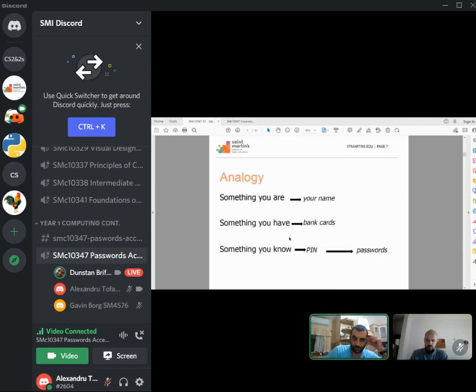And just to take some simple examples, even with a bank card, something that you are will be the name with whom that bank card is registered. It's registered in your name. Something that you have will be the actual card, so physically you have a card, and something that you know will be the PIN number, which is equivalent, of course, to your password. So that is again a three-factor system.